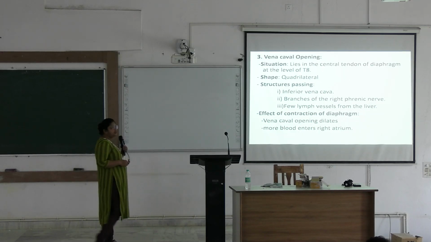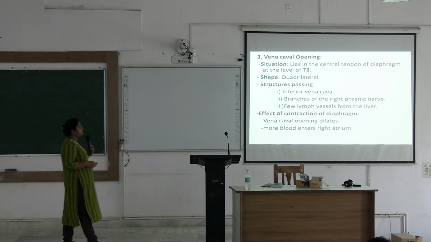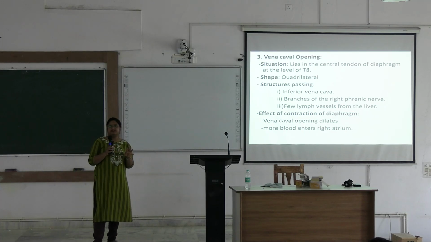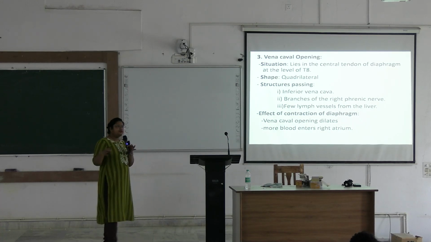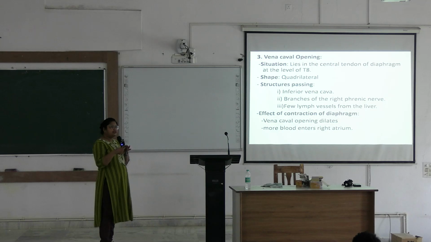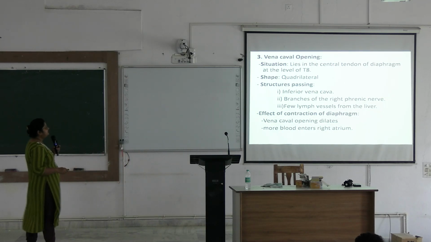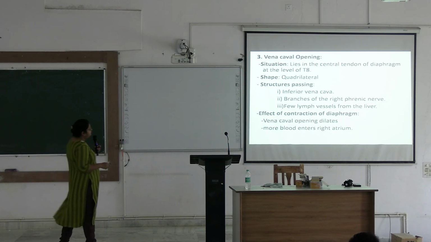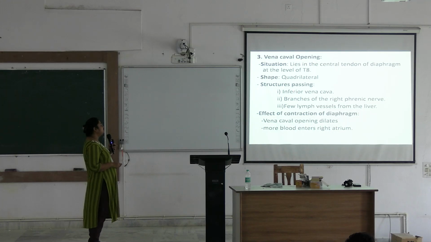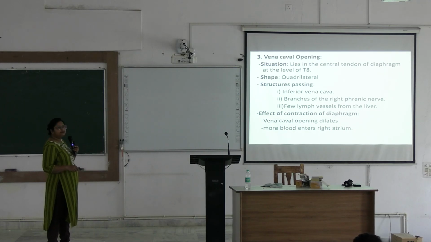Next, we are going to the vena cava opening. It is situated in the central tendon of the diaphragm. The central tendon is a tendinous structure, not a muscular structure. So when the muscles contract, it will relax or show no change. It lies in the central tendon of the diaphragm at the level of T8. The vena cava opening shape is quadrilateral, and these structures pass through it: the inferior vena cava, branches of the right phrenic nerve, and a few lymph vessels from the liver.